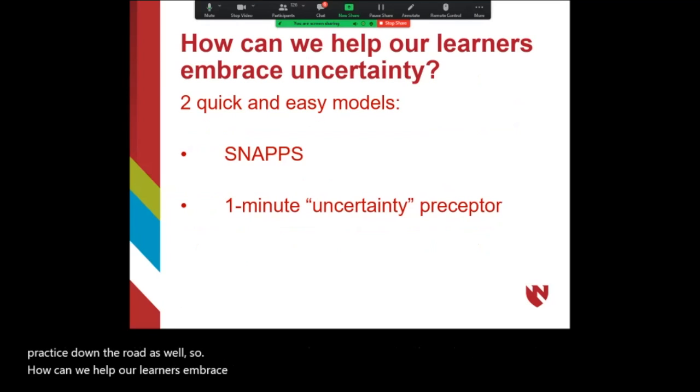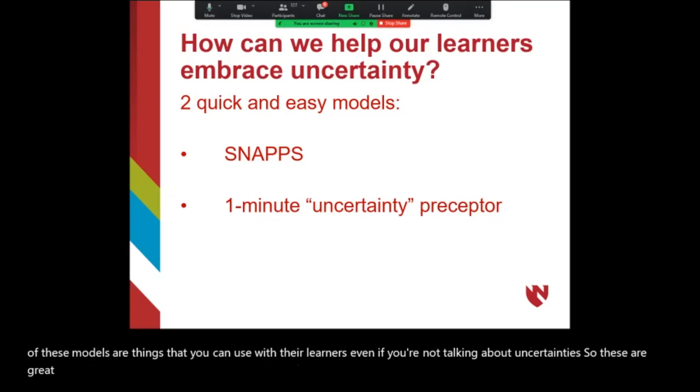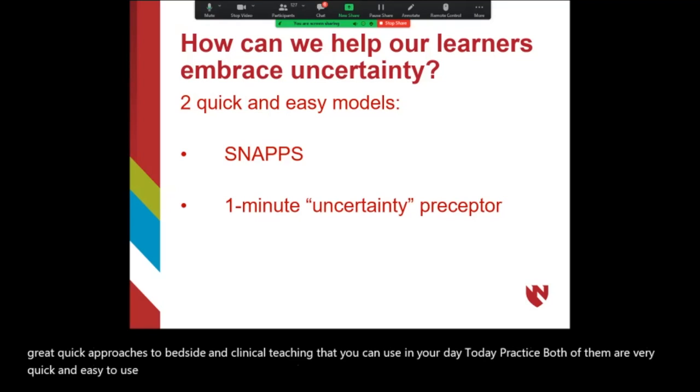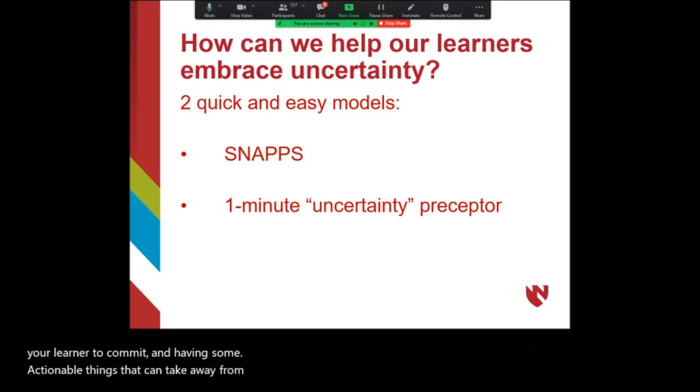And I'm going to talk about two quick models. I would point out that both of these models are things that you can use with your learners, even if you're not talking about uncertainty. So these are great quick approaches to bedside and clinical teaching that you can use in your day-to-day practice. Both of them are very quick and easy to use too, and kind of help you make sure that you're hitting all the key points of providing feedback, getting your learner to commit, and having some actionable things they can take away from a learning session as well.